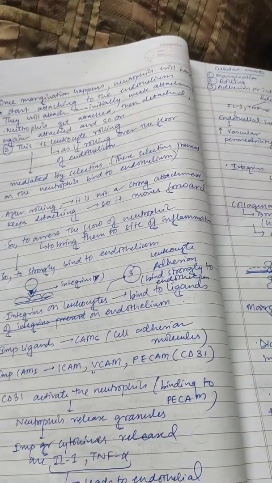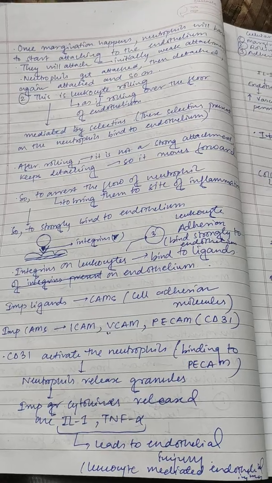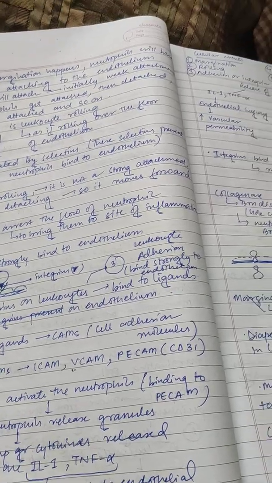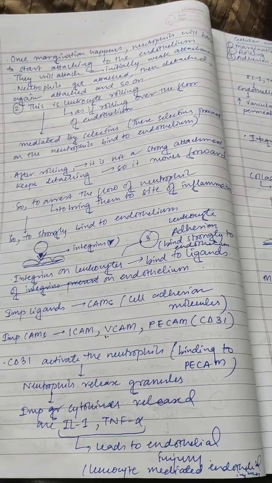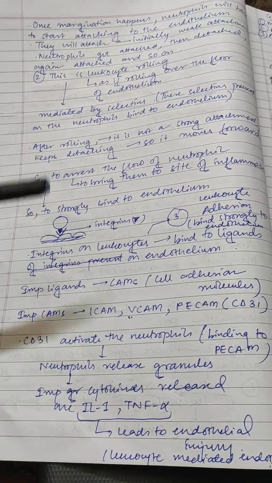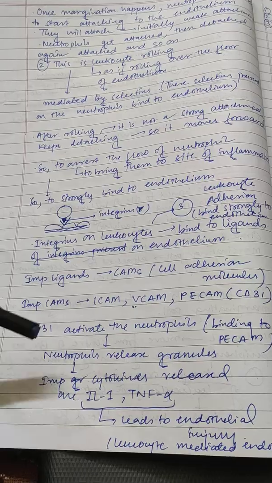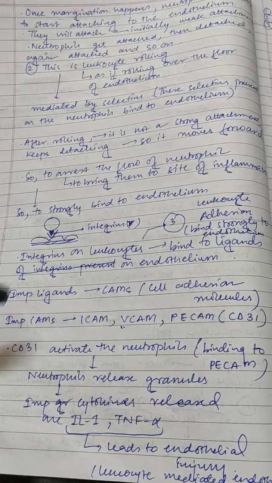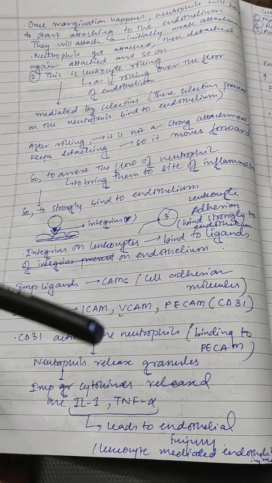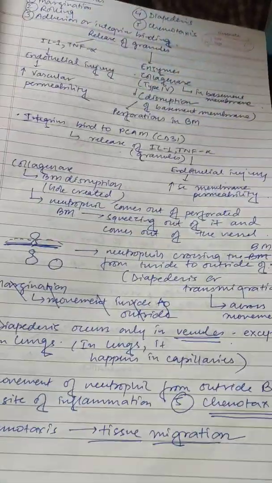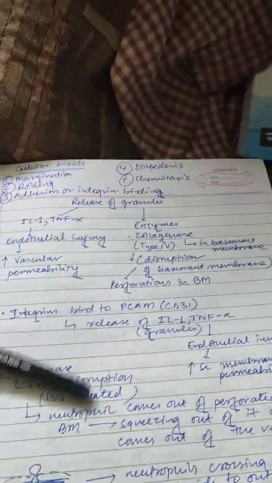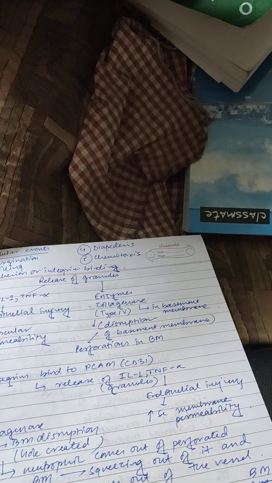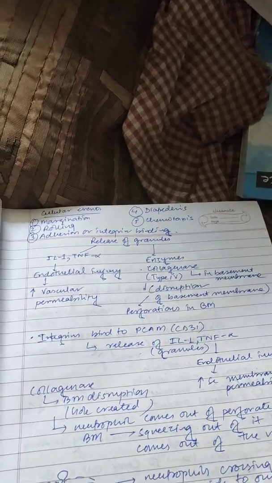Why is this endothelial injury important? It is important for further events to go on. This is leukocyte mediated endothelial injury. So basically what happens: the strong binding by the integrins, the cellular adhesion molecules, CD31 activates the neutrophils, granules are released by the neutrophils, and IL-1 and TNF alpha lead to endothelial injury. So what are the 5 events? First is margination, then rolling, then adhesion or integrin binding. The last two processes will be diapedesis and chemotaxis.